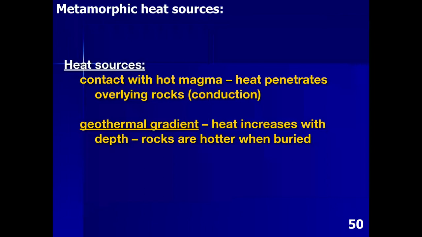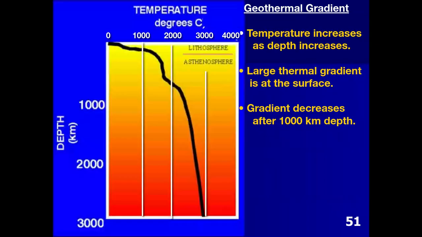Okay, so let's now look at some metamorphic heat sources. We've just talked about contact with hot magma, so that's one heat source. Another heat source we need to consider is a heat source produced from what we call the geothermal gradient. And really what that represents is the deeper you go into the earth, temperatures increase. In fact, you may want to write this down, and that is the more depth or deeper into the earth, both pressure and temperature are going to increase. And this will be represented by the geothermal gradient.